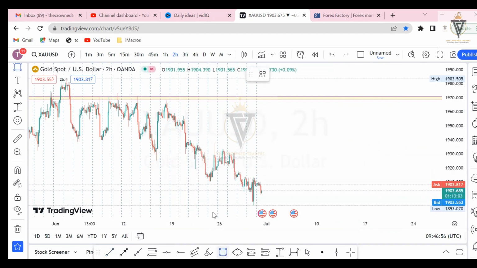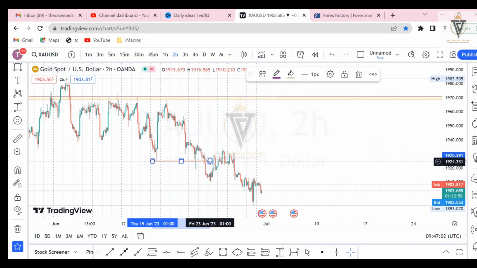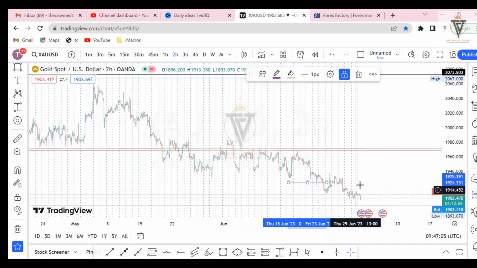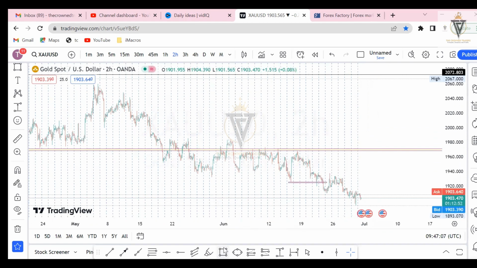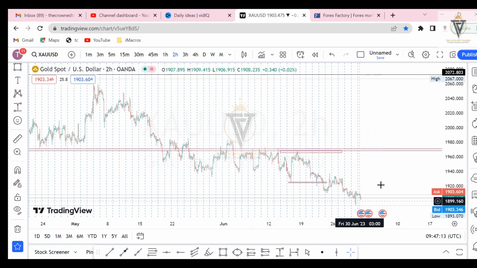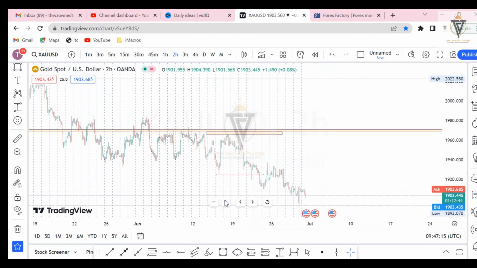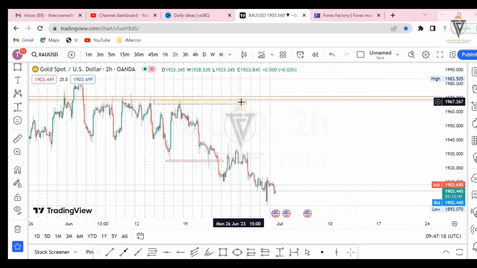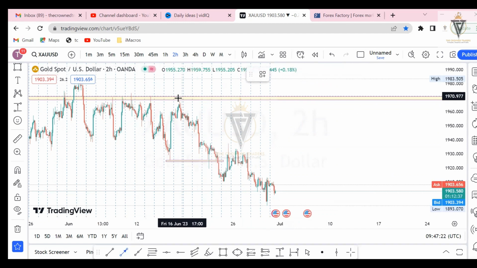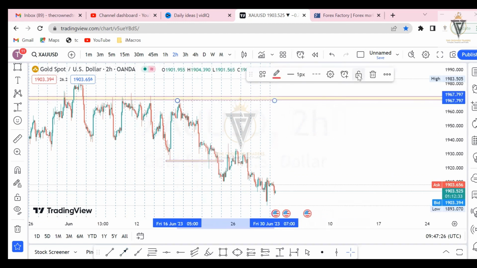Okay, so let's start marking out our levels on H2, on a 2 hours time frame. Most recent levels, obviously. You don't want to go back too far. Just mark out your most recent levels that are obvious. If they are not clear, you can change time frame. But I think these are clear enough.